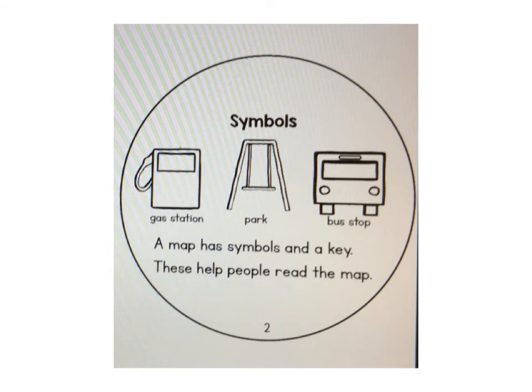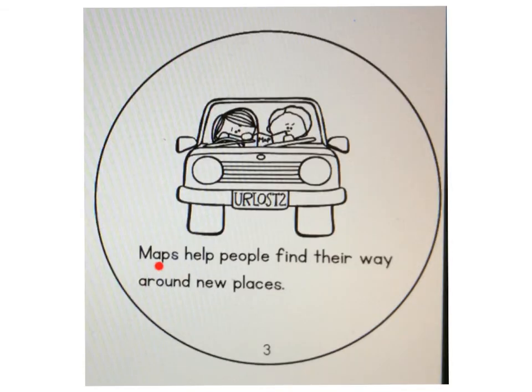These are called symbols. A map has symbols and a key. These help people read the map. This symbol is a symbol for gas station. This symbol is a symbol for the park. And this symbol is a symbol for a bus stop. Maps help people find their way around new places. Often people will be driving in cars or in trains or on a bus, and they use a map to help them find their way.